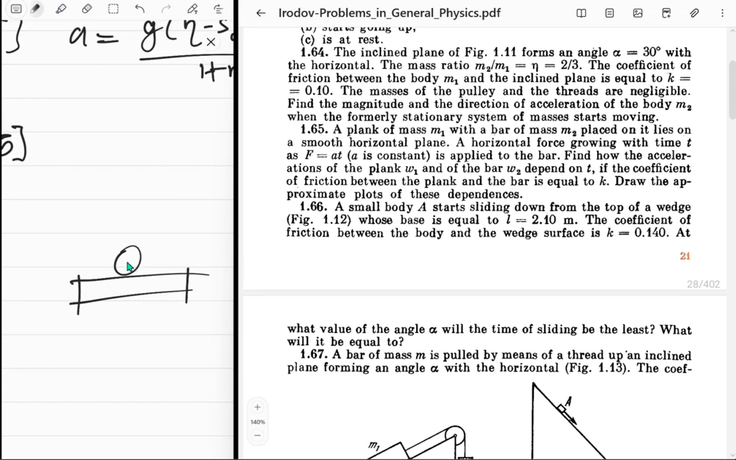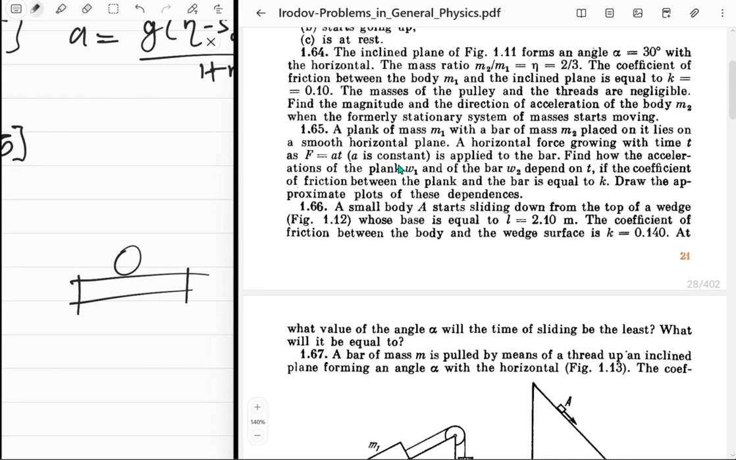Okay, so this friction force at on it, right? Find how the acceleration of the plank and of the bar W2 depends on t. Okay. So for small enough coefficient of frictions, small enough forces, they will both move together, I think. So it's a smooth horizontal plane, that's the thing. Huh? So okay, let's just figure out the dependence on the force F, because it's linear to time anyway. So when we draw the graph, we'll have to do it.